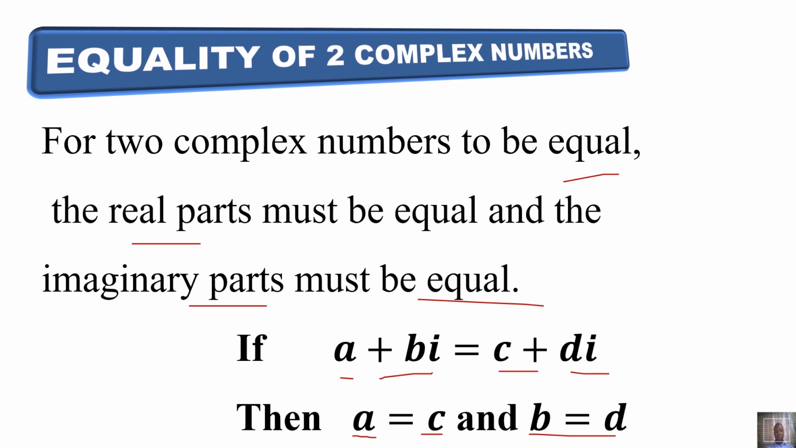A is the real part of the first complex number and c is the real part of the second complex number. B is the imaginary part of the first complex number and d is the imaginary part of the second complex number. The complex numbers a plus bi and c plus di are equal if a equals c and b equals d. Let's explain this by using examples.